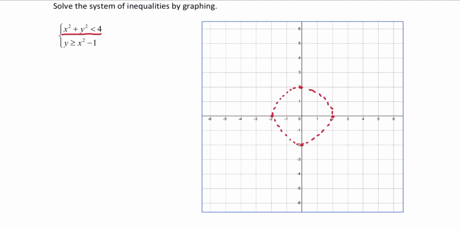Now determine where to shade. We'll choose a test point. We can test any point we want as long as it's not on the circle. Let's test 0, 0. Go back to the original inequality. We have 0 squared plus 0 squared is less than 4, and we're asking, is that true? 0 is less than 4 is a true statement. So since we chose the origin and it was true, we want to shade inside the circle.